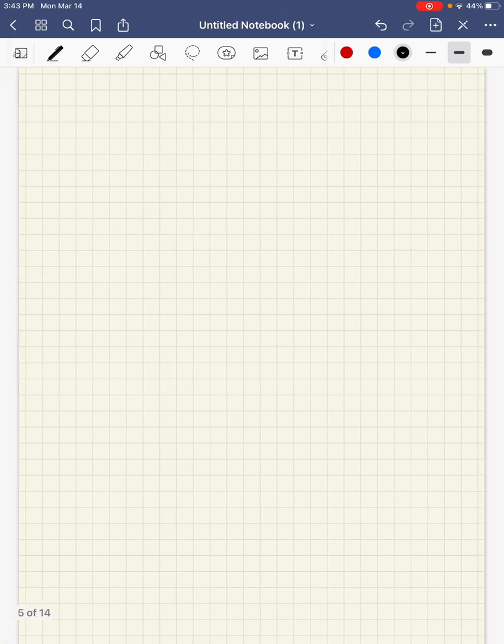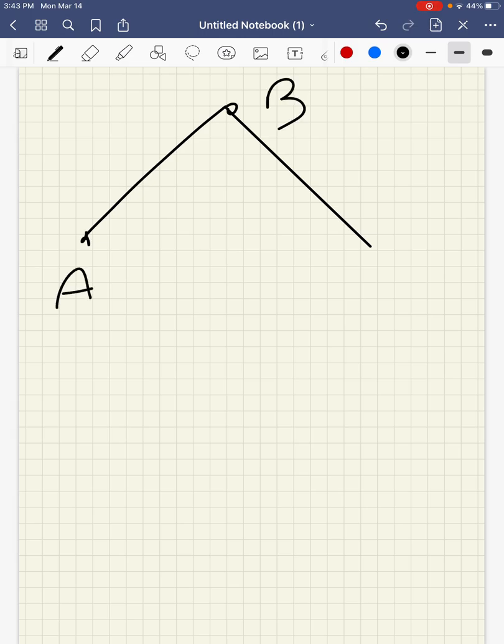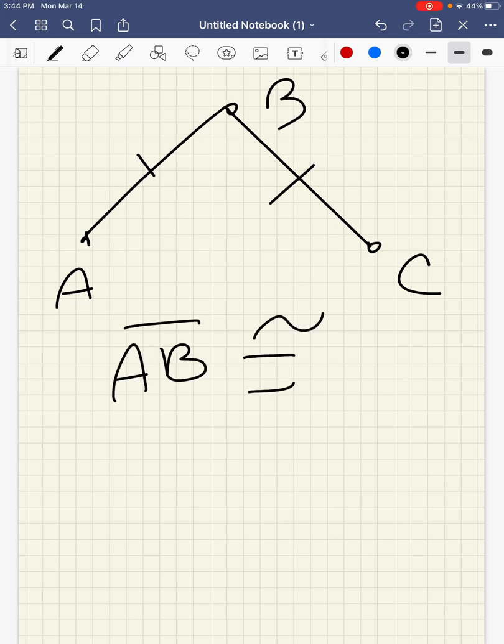Okay, there's another way that we can indicate that segments or angles are congruent, and it's by the use of tick marks. So over on page 31, we have this diagram that says that's A, that's B, this is C, and then it has a tick mark here and a tick mark here. That means that AB is congruent to CB. Okay, the measures are the same. So if they have tick marks, it indicates that they have the same measures.